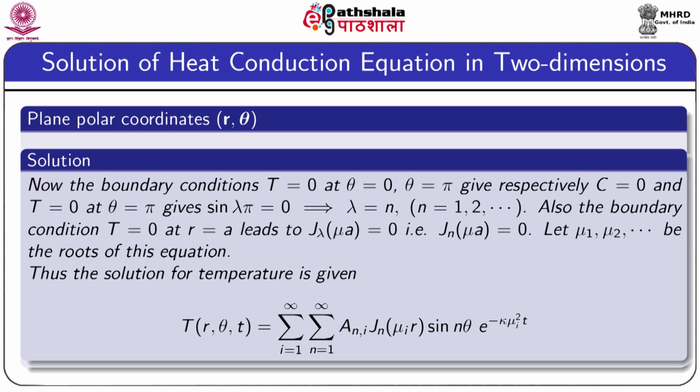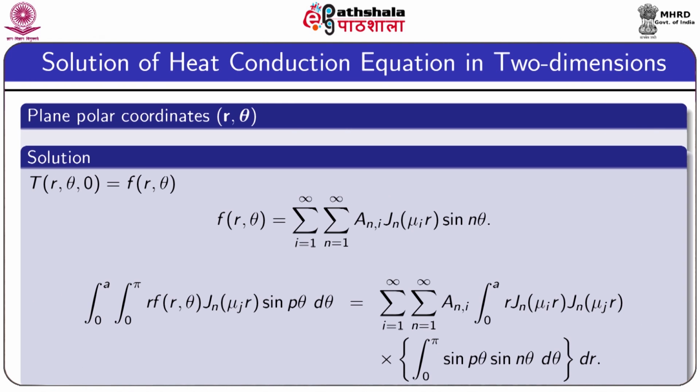Now to find the values of a n i, we need to use the initial condition, which is written here: capital T of r, theta, 0 equals small f of r, theta. So if we use this initial condition, we obtain f of r, theta equals sum over i, sum over n, a n i J n mu i r sin n theta.